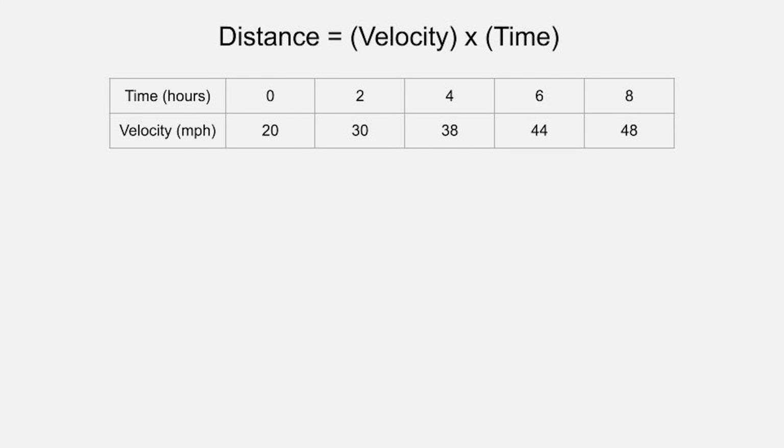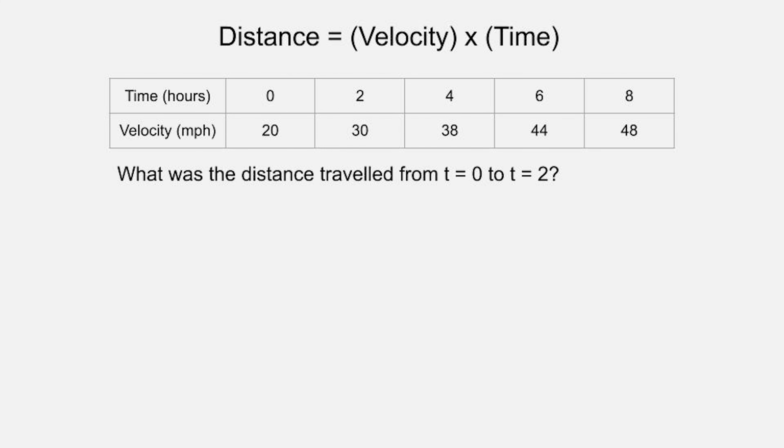Let's say that someone drove for 8 hours and they kept track of their velocity every 2 hours. And they wrote all those numbers down in this table here. So at the start of their trip they were going 20 miles per hour, after 2 hours they were going 30 miles per hour, and so on. And clearly the velocity here is not constant, it's changing over time, and we don't know what the velocity is at every second, but we at least have a rough idea of how fast the car was going at different parts of the trip.